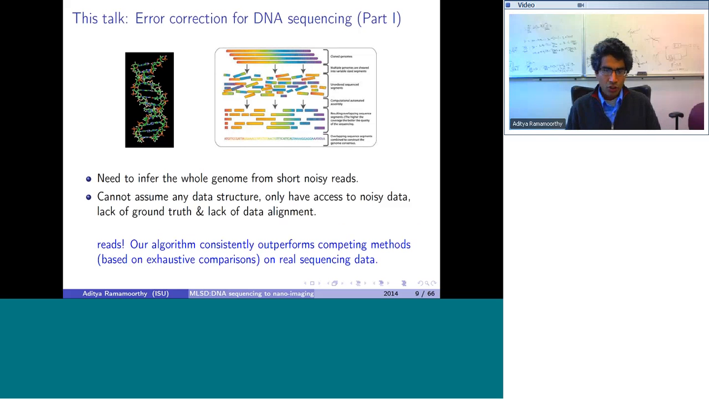In this case, we'll show that sequence detection allows us to perform error correction and in fact clean up the reads. I'll present results which show that our algorithms, something we've been working on for about 2 years now, outperform all competing methods in the bioinformatics domain. And this is all with real sequencing data.